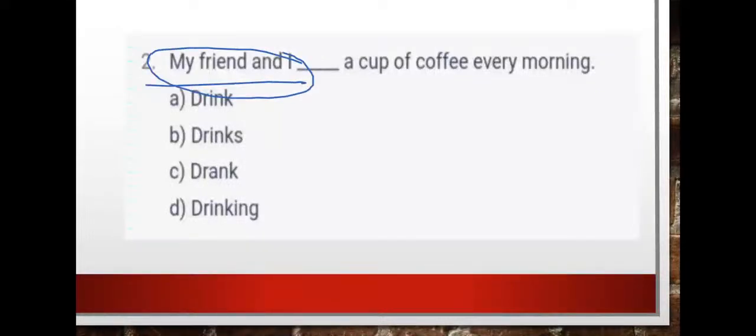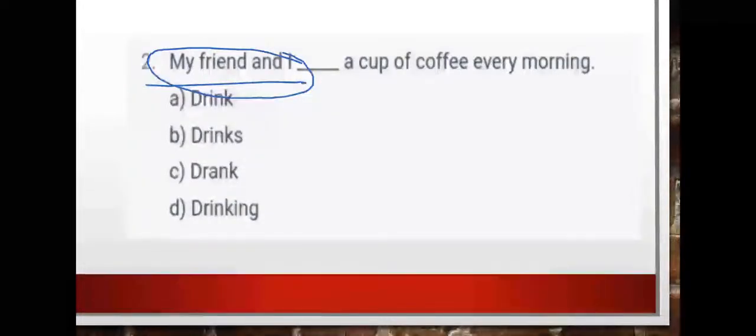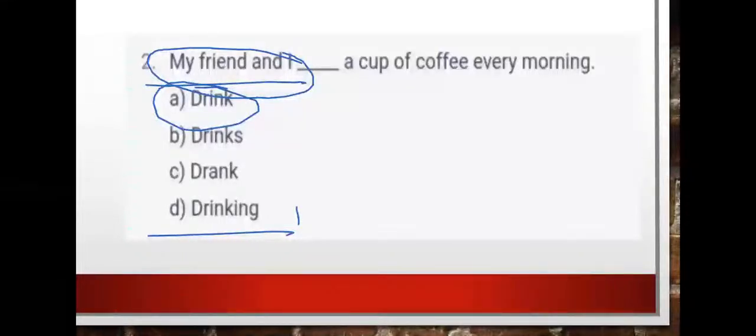It has a great structure. Most students make a mistake right here: "I and my friend." No, my friend and I. My friend and I drink, because if you use this one, then you have to use the helping verb is, am, or was, were. My friend and I drink a cup of coffee every morning, just because it is a routine.